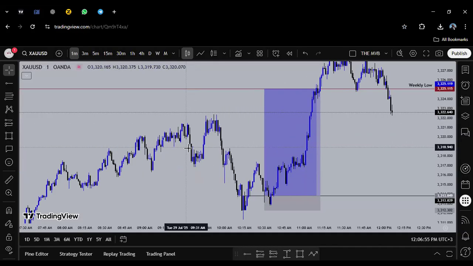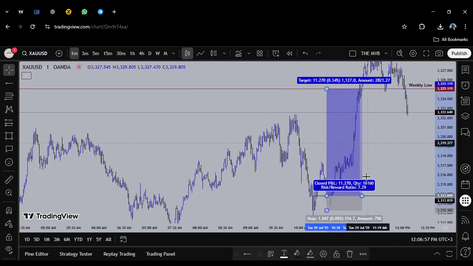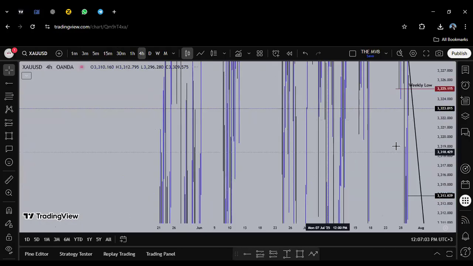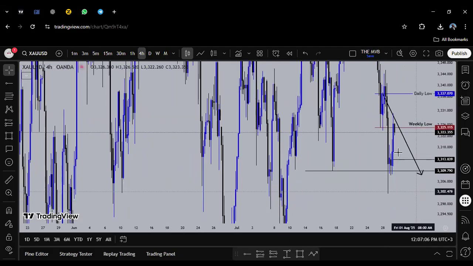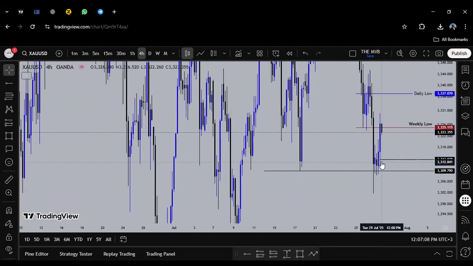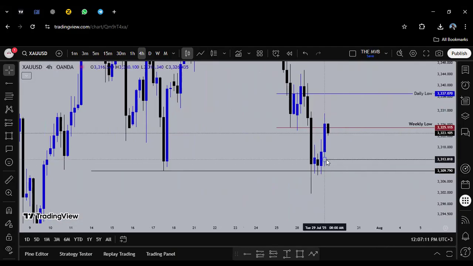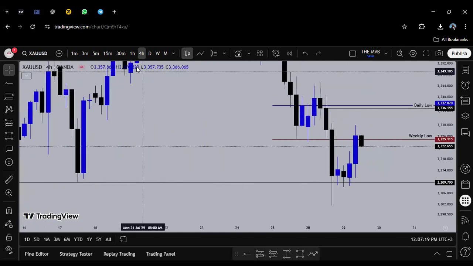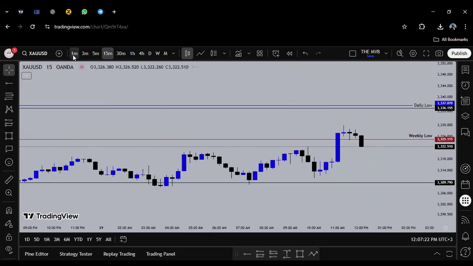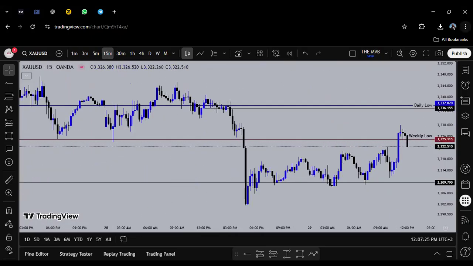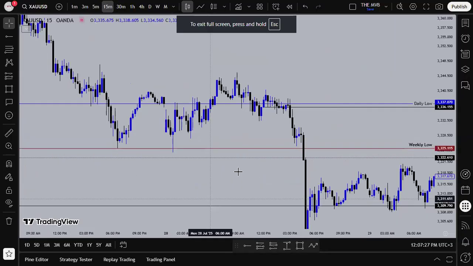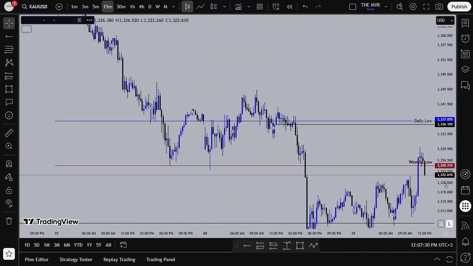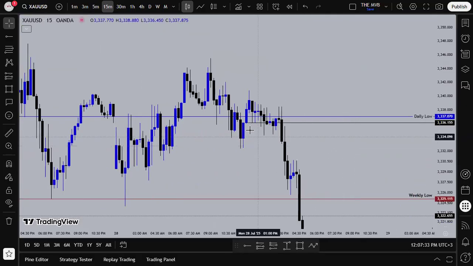So let's see some examples. Let's start with yesterday's entry. Yesterday I had a beautiful entry. I think it was around this area. Let me check. Right, good. Now we had this entry here.